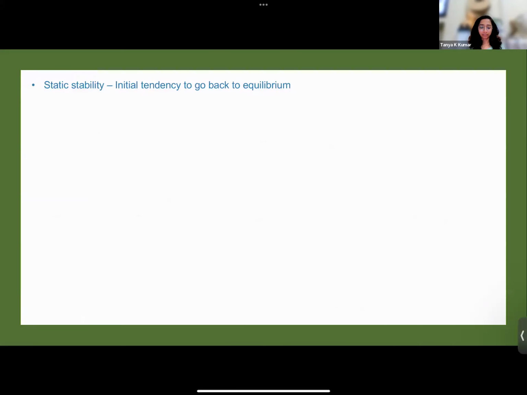Yeah, so I think we had dealt with this in the last session. Static stability is defined as the initial tendency to go back to equilibrium. Suppose your aircraft was in flight and it's subject to some gust, and the tendency of the aircraft to come back to its equilibrium is referred to as static stability. And in our case, it's longitudinal static stability because we're seeing the longitudinal dynamics, the pitch stability.